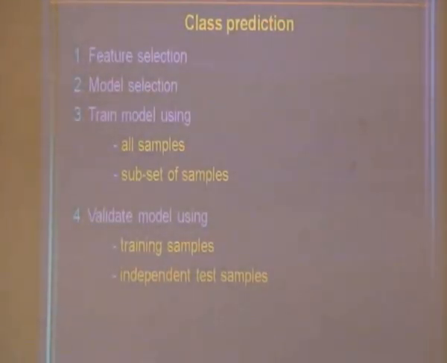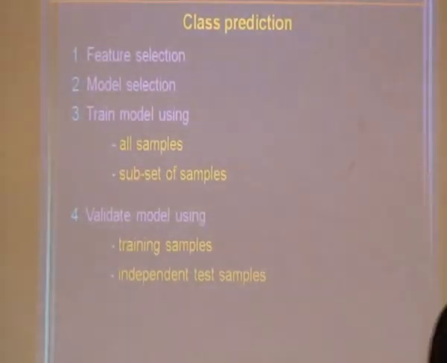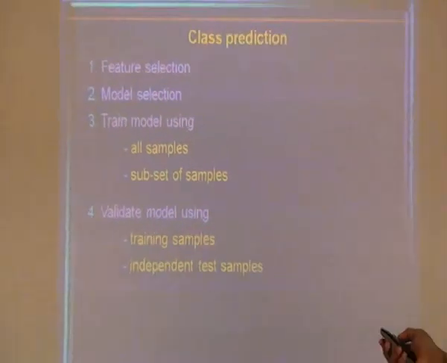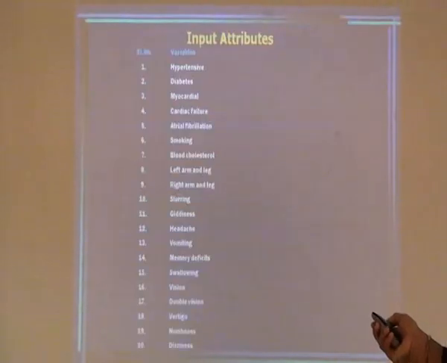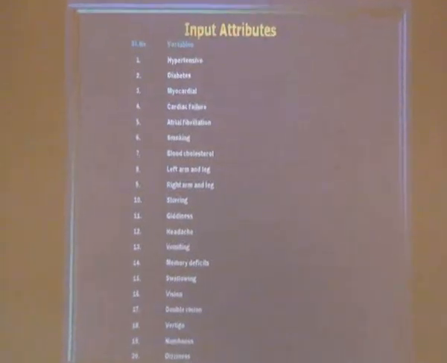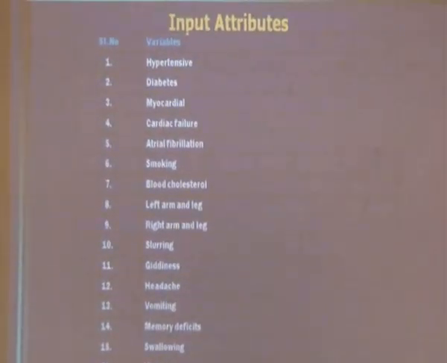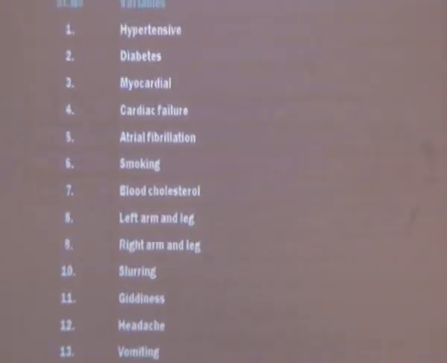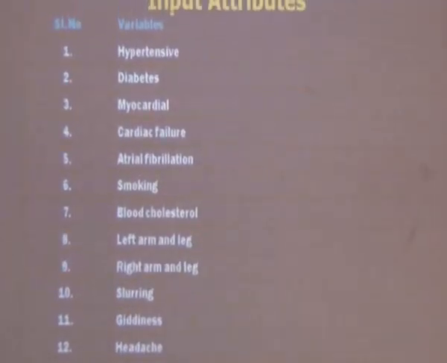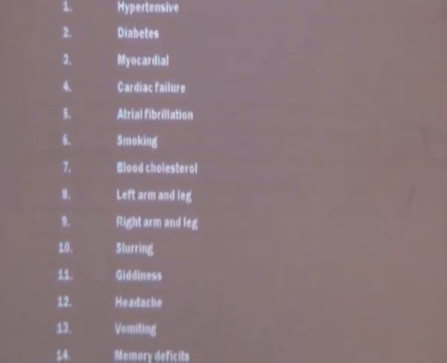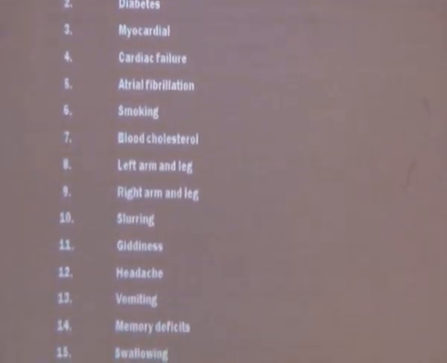These are the steps to be followed for prediction. One is feature selection, the second is model selection, and the third is training and validating. For feature selection, there are 20 inputs. These are the symptoms. If you give all the 20 inputs to the neural network, sometimes it will not converge. Out of 20 inputs, some of the inputs will never contribute. Instead of contributing, they will degrade the performance of the system.